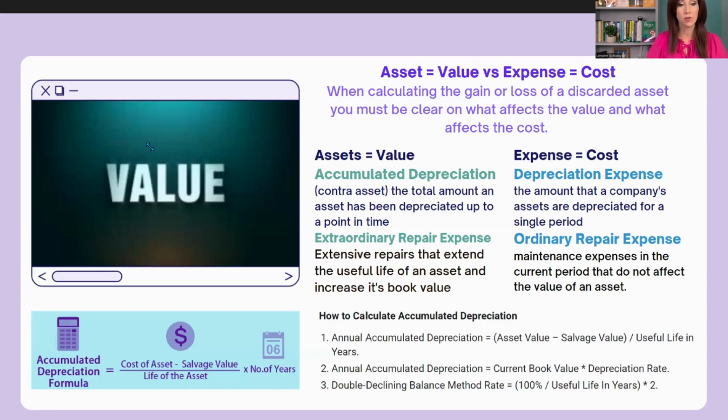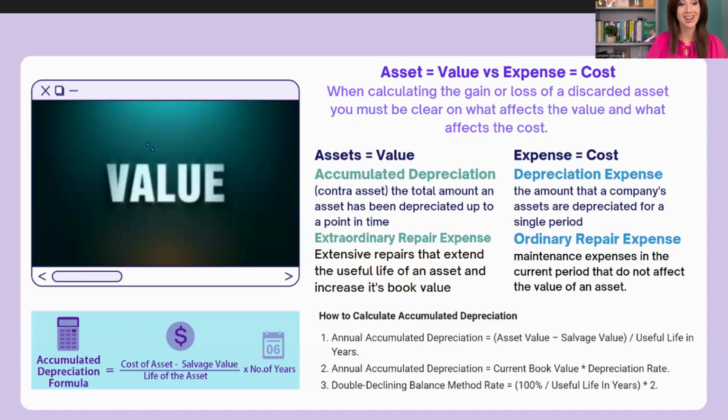So to keep this straight for me, I put them in 2 columns. So assets and values, the things that are considered an asset or add value to what I'm dealing with is the accumulated depreciation. It's a contra asset account. The total amount an asset has been depreciated up to a point in time. It lets me know what is still valuable with that asset.